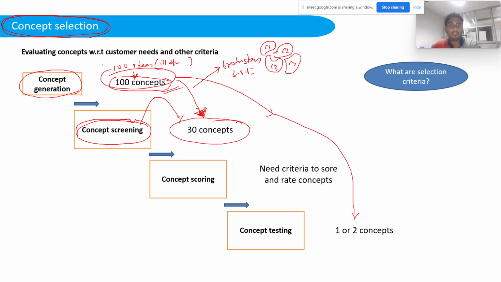Okay, so these initial concepts, the 30 concepts you generated, you next go for concept scoring. That means now you use some sort of empirical method to come up with concepts which are more appropriate for your particular task. To score or rate the concepts, you need some sort of criteria. Okay, so what are all these criteria? Can you tell? Okay, so customer needs, right?